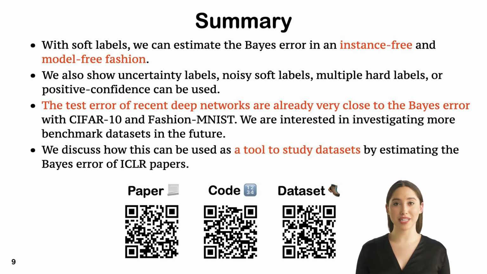To summarize, we can estimate the Bayes error in an instance-free and model-free fashion with soft labels. We also show uncertainty labels, noisy soft labels, multiple hard labels, or positive confidence can be used. We demonstrate how the test error of recent deep networks are already very close to the Bayes error with CIFAR10 and Fashion MNIST. Although we did not detect strong evidence of test set overfitting, we are interested in investigating other benchmark datasets in the future. We also show how this can be used as a tool to study datasets by estimating the Bayes error of ICLR papers as an example.